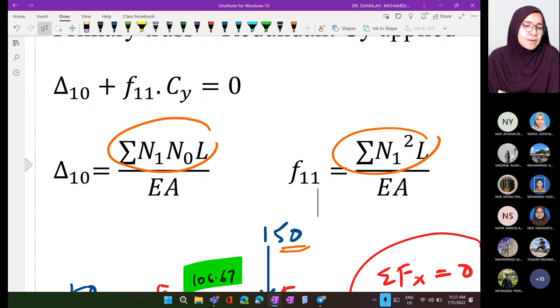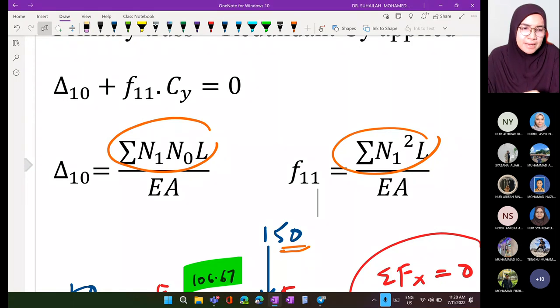When we create table after this, kita buat table tu sebab apa? Okay, you don't need to hafal table kena ada A, kena ada B, kena ada C, kena ada D. No. Tengok pada formula. Apa yang kita nak dalam formula tu? Kita nak dua benda ni. Tujuan kita buat table sebab kita nak calculate summation N N1 L, dan juga N1 square L. So, itu tujuan kita buat table.